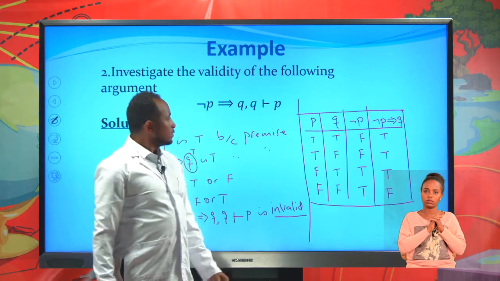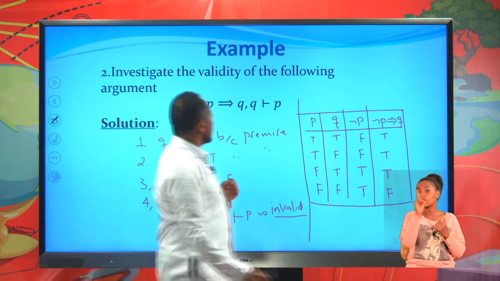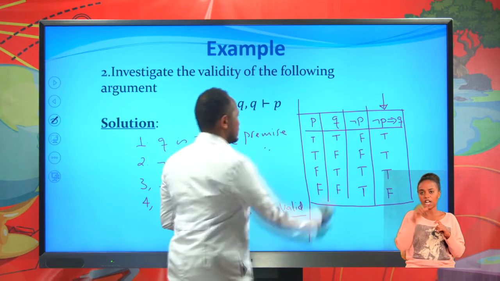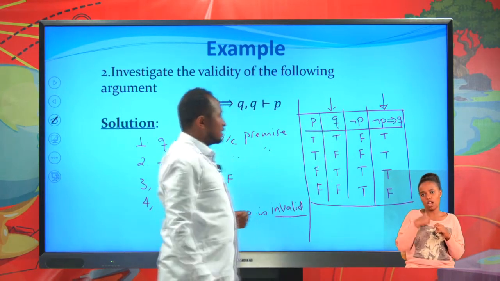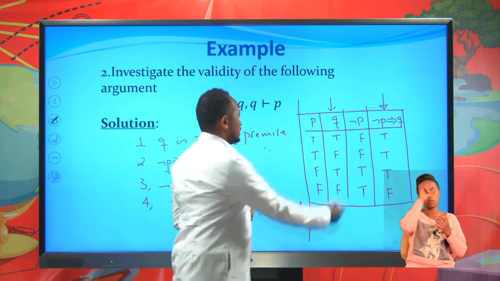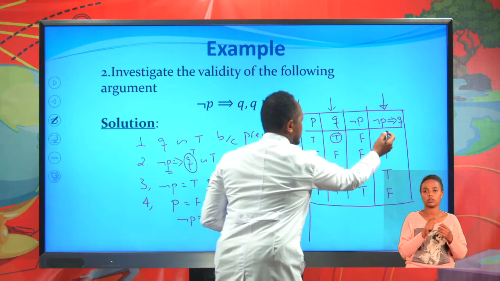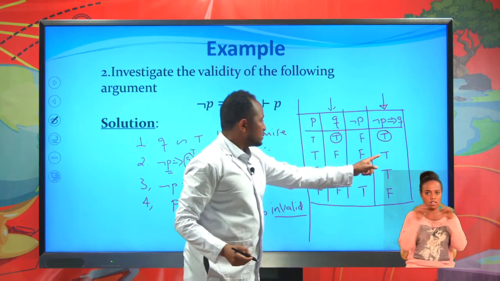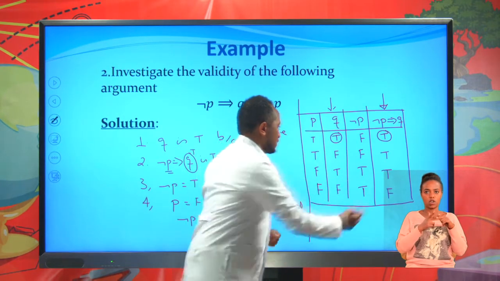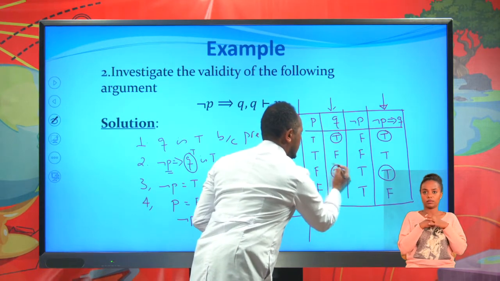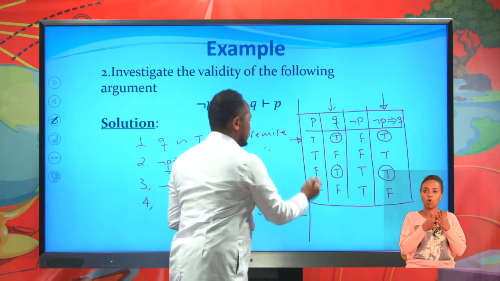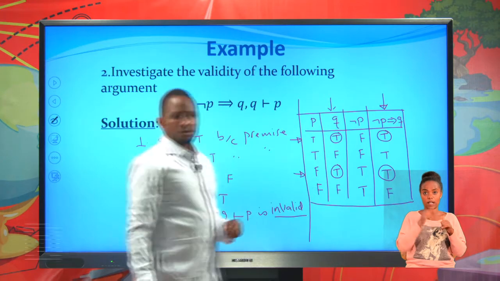Okay, now, what are our premises? Negation of P implies Q, we have one premise here. And the other one is this Q. We have another premise. So, let's check the values where both the premises are true. Here, both are true on the first row. On second row, both are not true. On third row, both are true here. On the other, there is no. So, we check the first and the third row.